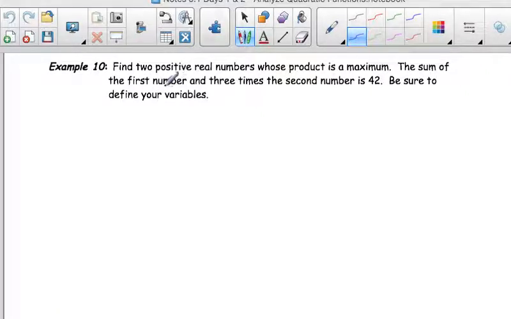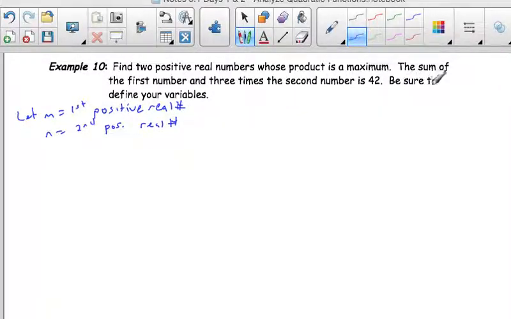That's where the maximum is going to occur. Then we're given more information. The sum of the first number and 3 times the second number is 42. And I said, be sure to define your variables. So first, we have two numbers. So let's let m equal the first positive real number, and we'll let n equal the second positive real number. So we're defining our variables.